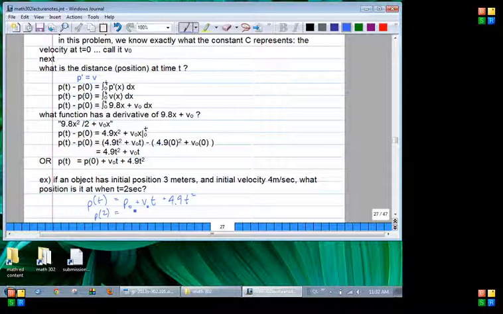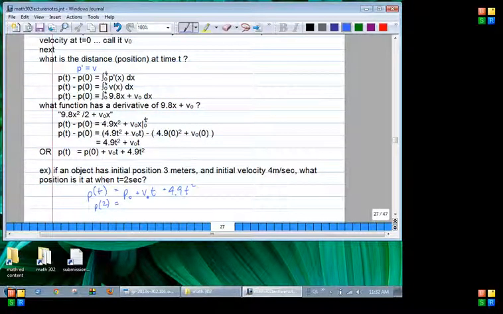So p of 2 equals, well, what was p0? P0, initial position, 3 meters, plus v0 was 4 times t, which is 2, plus 4.9 times 2 squared. And now we just got to do some arithmetic. That's 9.6 times... 9.6. Okay. So if I did this right in my head, that's 30.6. Someone can check me. 30.6.